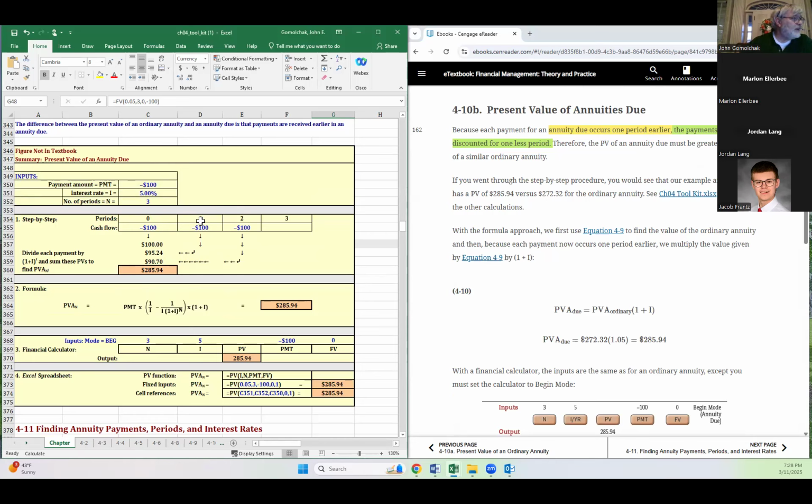The payment that's going to be made at the end of period 1 will be discounted back 1 period, so 95.24. The third payment made at the end of period 2 is only going to be adjusted for 2 periods, so that's $90.70. Total value of $285.94.